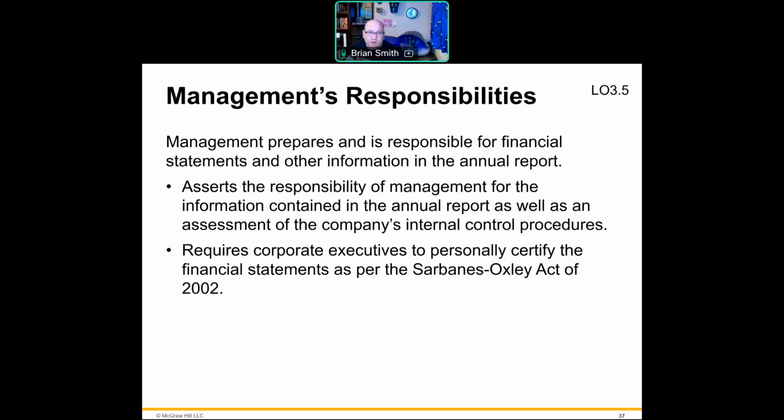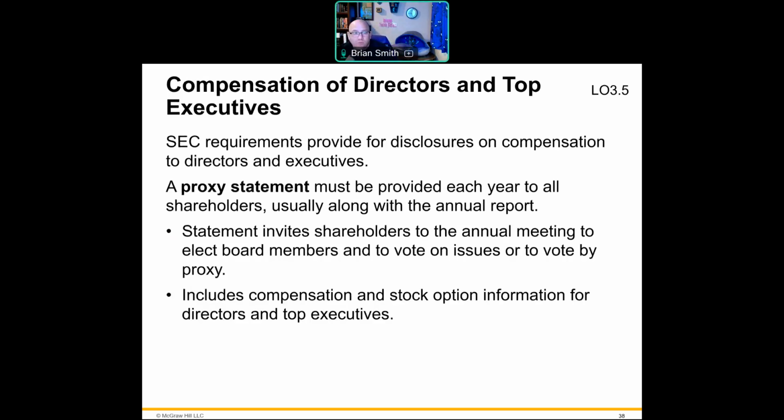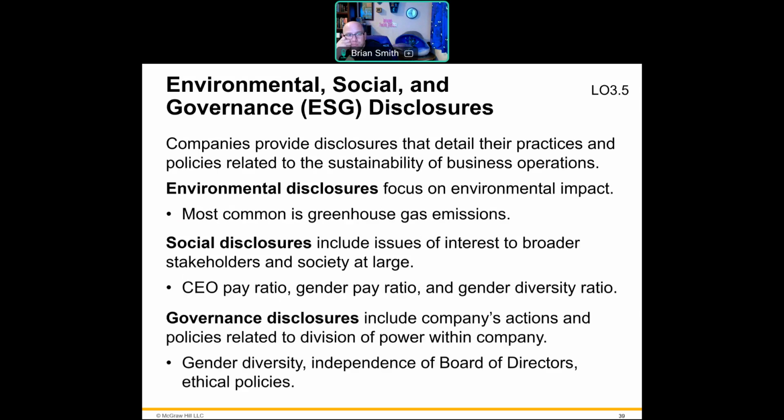And then here's again some more information. I already covered this when I was talking about that other slide. Compensation to all the top directors and executives has to be disclosed, along with any environmental, social, and governance disclosures.